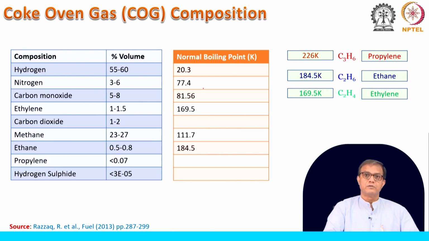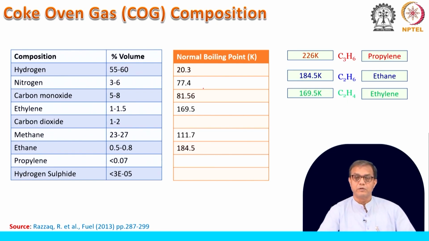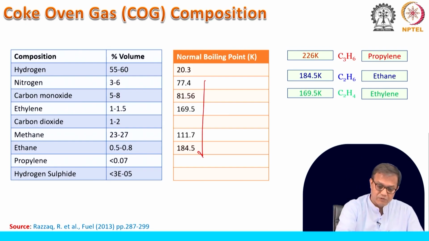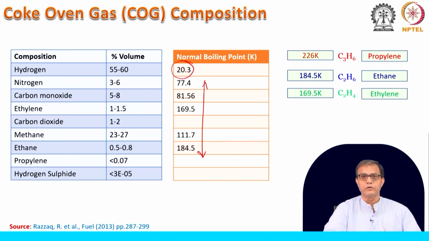And you can see that there is a large difference between this whole range and hydrogen. The normal boiling point of hydrogen is widely different from all these other components. So, we can take advantage of this to separate it out. Obviously, for separating it into its different components, we need to cool it cryogenically.